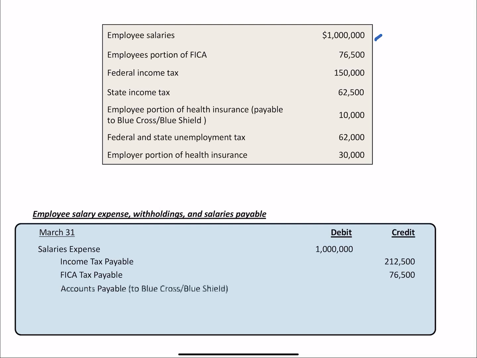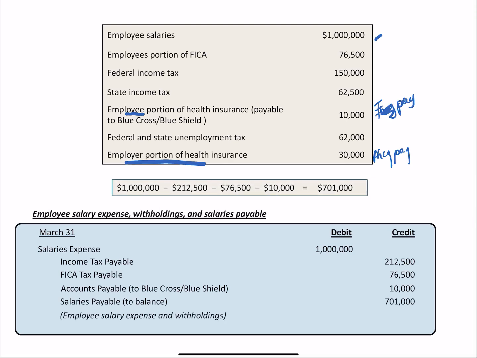Now, I'm paying a part of my health insurance as the employee here. So that's why you see more money being taken out of my check and given to Blue Cross Blue Shield. Don't confuse that with the employer's portion, because see up here, the employer's portion, sometimes that's what they pay, right? The employer versus what I'm paying. If you can find a job where they pay for all of your health insurance, take it. But in most cases, you're going to pay some and they're going to pay some. All right, and then we balance it with salaries payable.